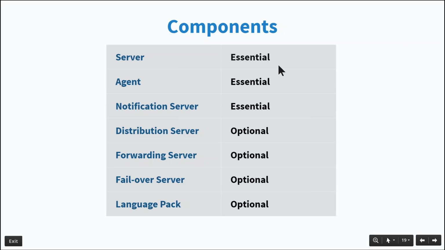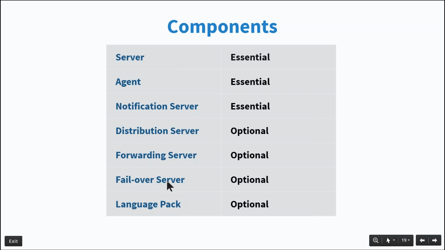So here come the components which are involved when it comes to Desktop Central. As of now, you should be aware of what the essential and optional components are. As you can see, server, agent, and notification server are essential components, whereas distribution server, forwarding server, failover server, and language pack are optional server components.